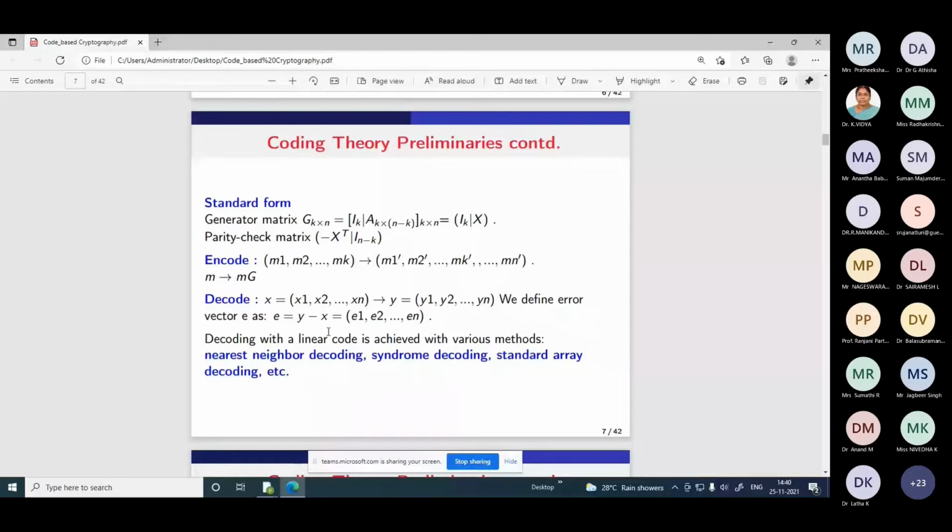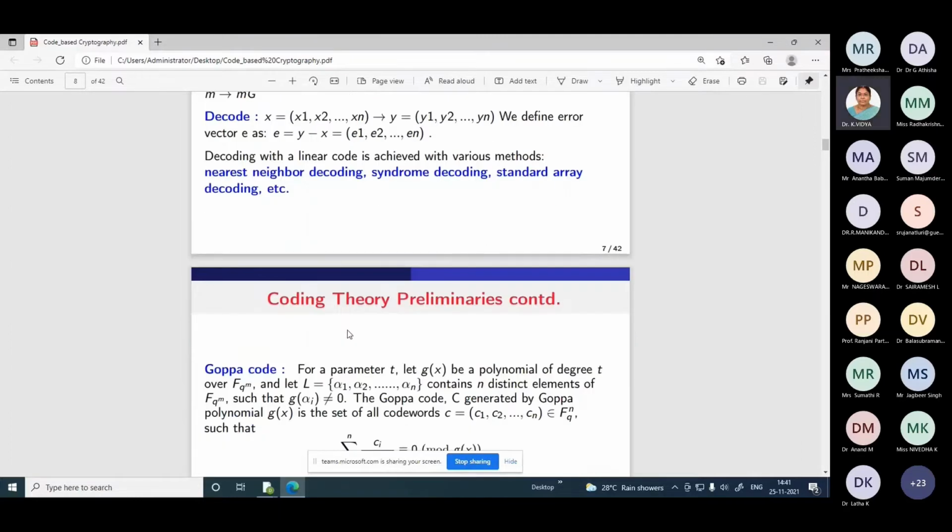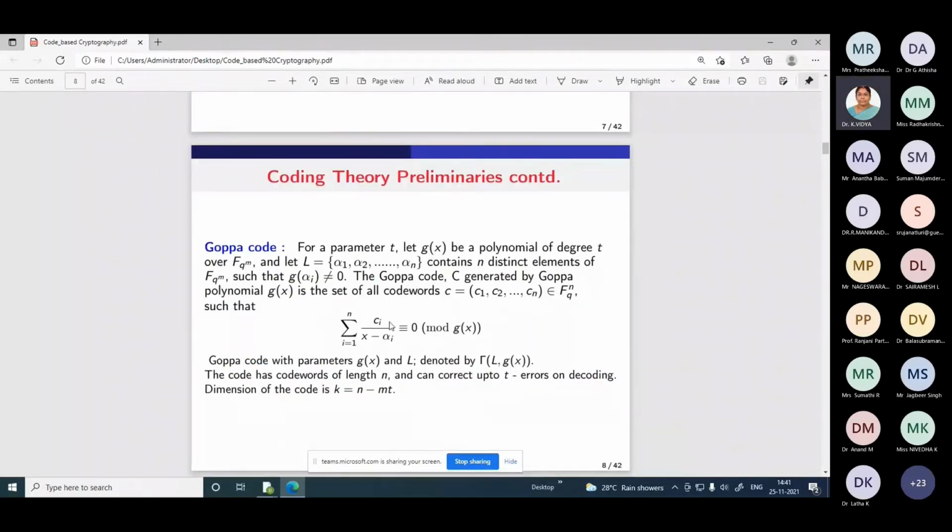So received word minus code word means you will get the error pattern, right? Decoding with a linear code is achieved with various methods. One is nearest neighbor decoding, another is syndrome decoding, and another is standard array decoding. The nearest neighbor method we cannot use for large size codes. Therefore, we are moving on to syndrome decoding. It is an efficient decoding, right?